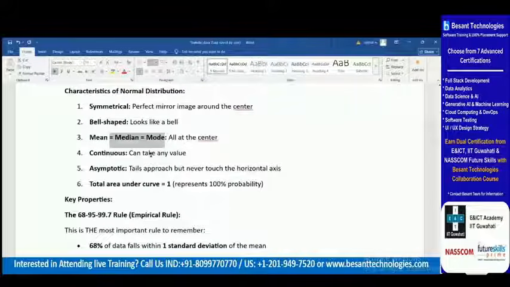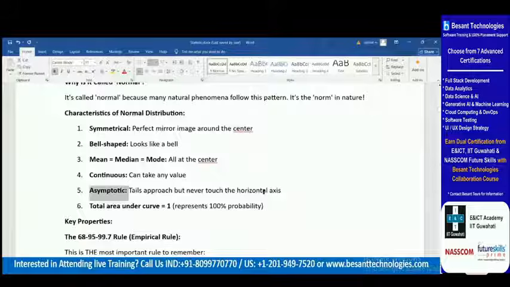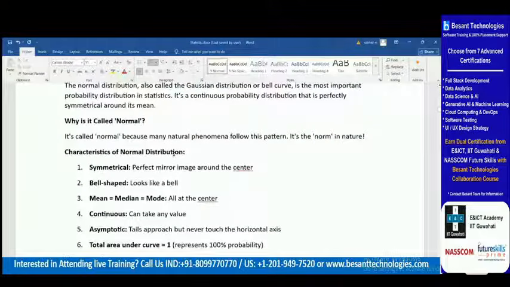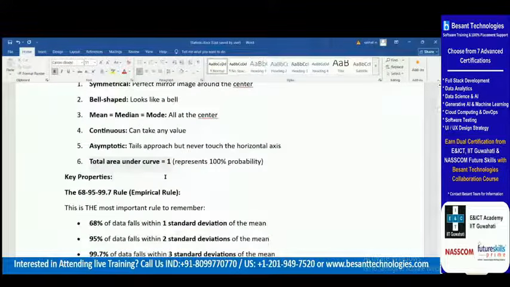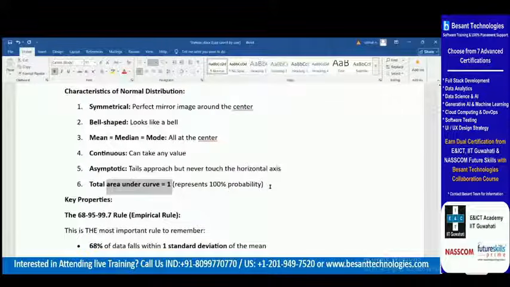Asymptotic means the curve won't touch your horizontal axis. So that is why it is called asymptotic. And always for a normally distributed data set, your AUC will be equal to 1. Okay, I'll tell you about what this AUC, ROC and all is in later classes. For now, just keep in mind that if AUC is equal to 1 for this normal probability distribution data set, it always represents that your probability is 100%.